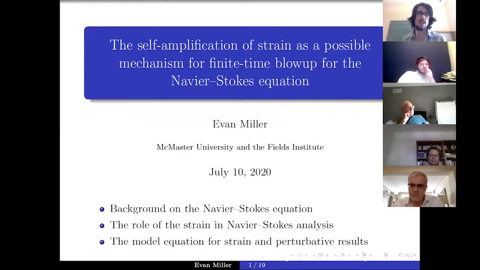So I'll be going over some of the background on the Navier-Stokes equations, the role of the strain in Navier-Stokes analysis, and then I'll talk about a model equation for the evolution of the strain, where we do a finite time blowup, and some perturbative results from that.